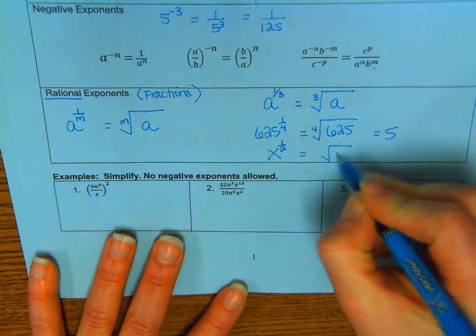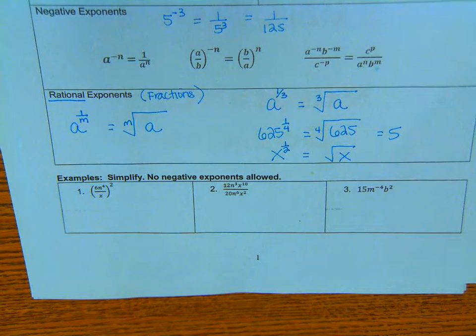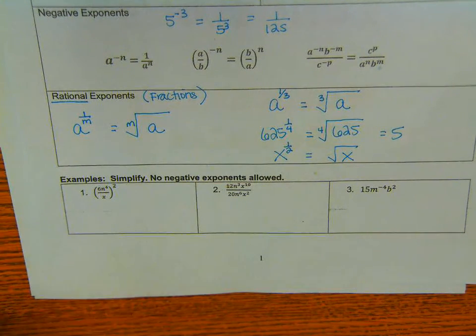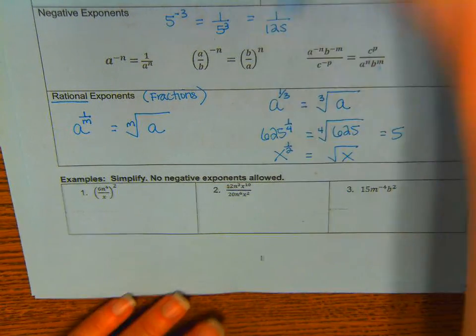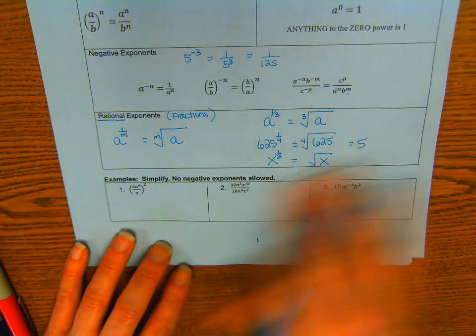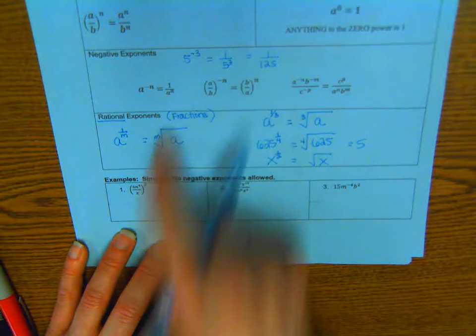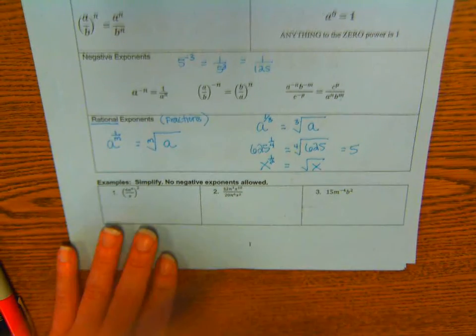let's do some examples together. These first ones are not involving rational exponents. They're just some more review. And then on the next page, we're going to practice some rational ones, okay? All right, so simplify. No negative exponents allowed. So what should I do first on number 1?